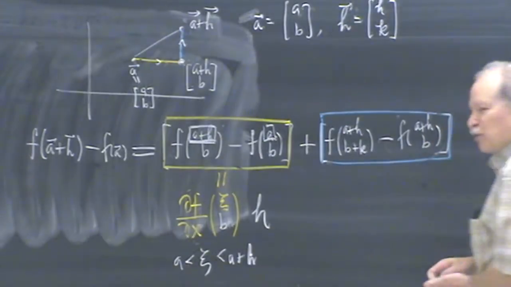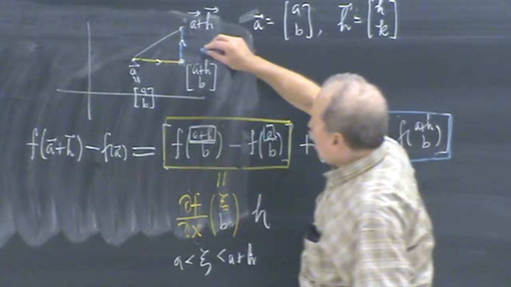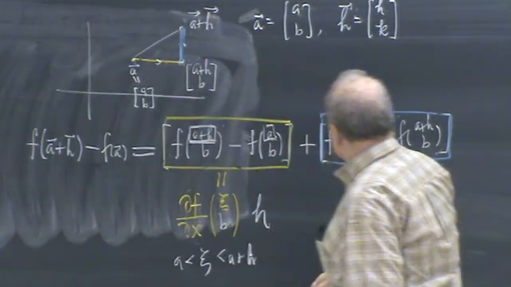Similarly, what's the change on the blue path? Now I'm varying y, fixing x, so what's this equal to?